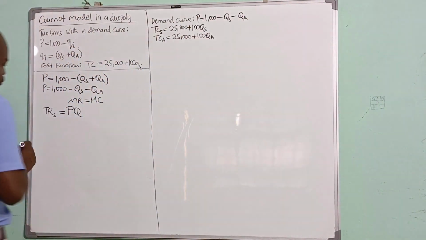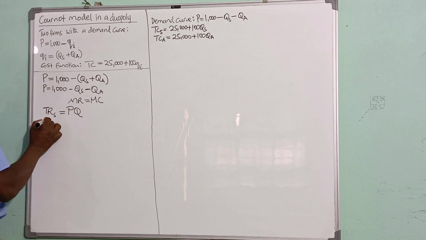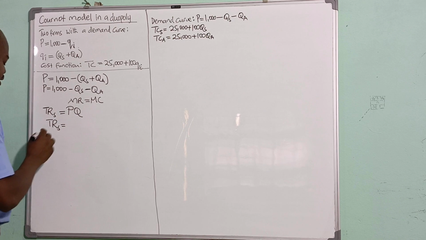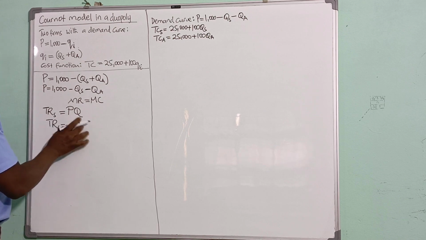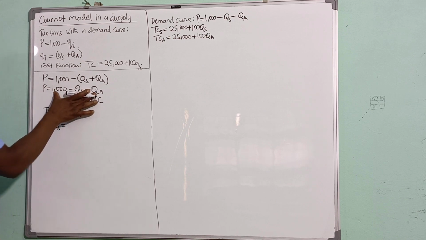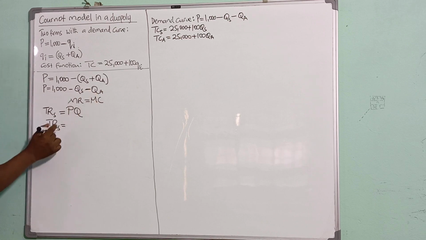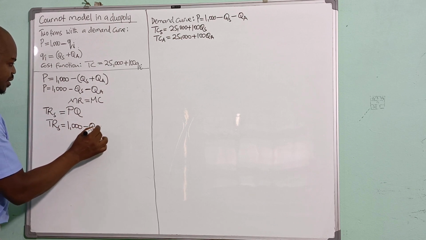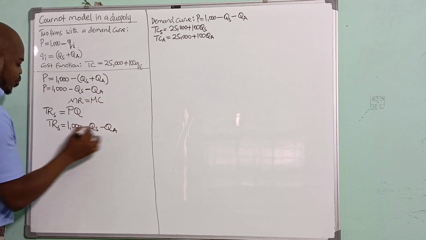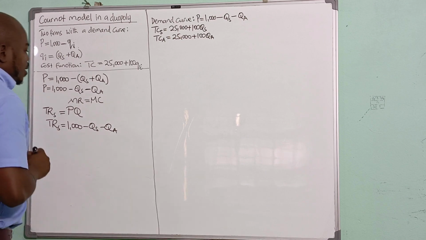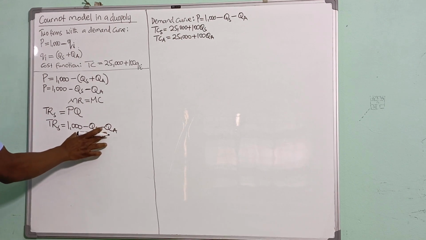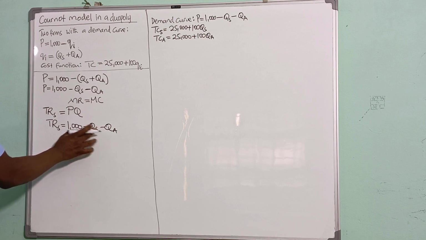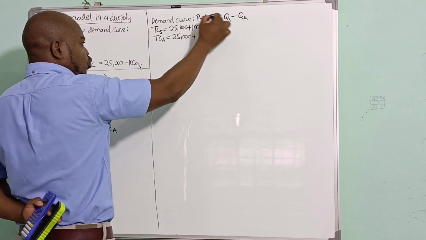I'll be quick here. Total revenue for product S is price times quantity. Price is here already, as you can see: P is equal to 1000 minus Qs minus Qa. This price you are seeing here, I want to show you something. I deliberately wrote this, and I'm going to delete it just now.